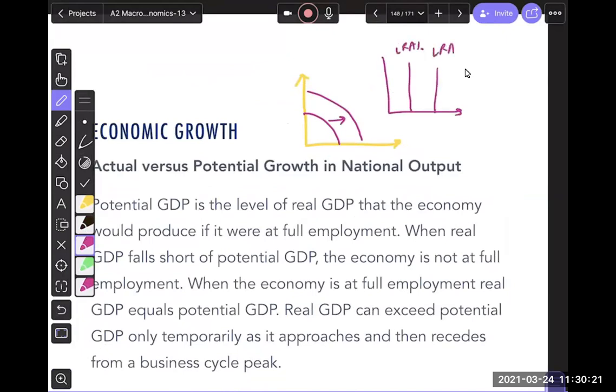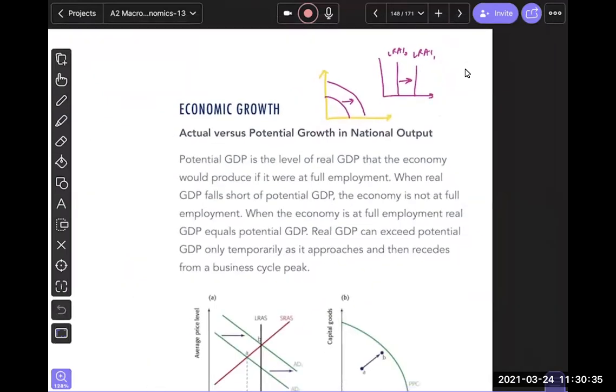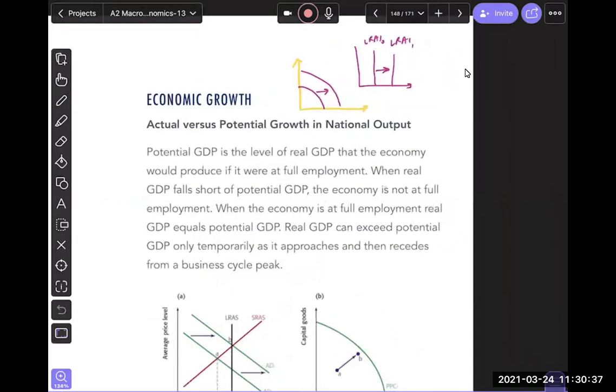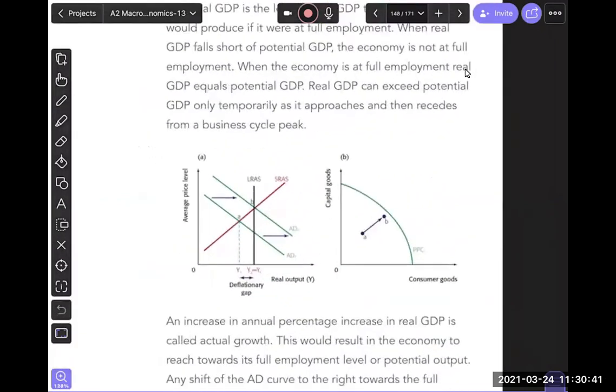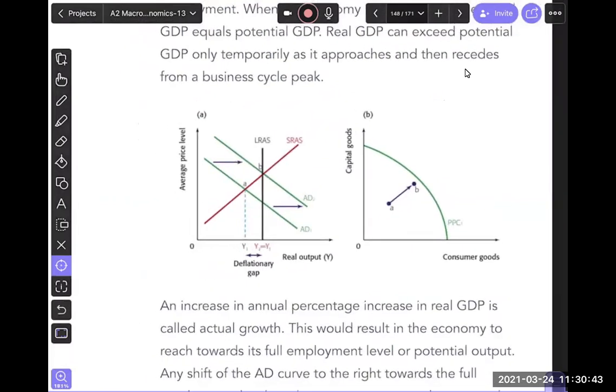Remember from the discussion in the past, potential growth happens when there is a rise in the quality or quantity of factors of production. If the quality of factors of production goes up or the quantity of factors of production goes up, then the LRAS will shift to the right or the PPC will shift to the right. So economic growth, which is potential growth, is when the full employment level of output is going up. Make sense? On the other hand, guys, actual growth is when your AD shifts to the right.